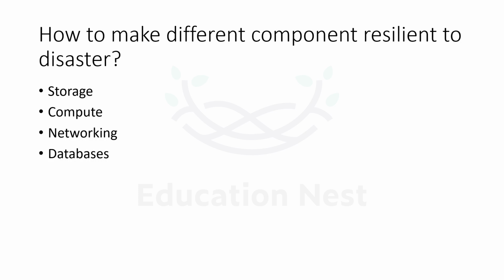How to make different components resilient to a disaster. There are different components in our infrastructure. It can be storage, compute, networking, databases. So how to make all of these four types resilient to a disaster, because all of these have different methods of making them resilient. So what are these different methods? Let's see one by one.